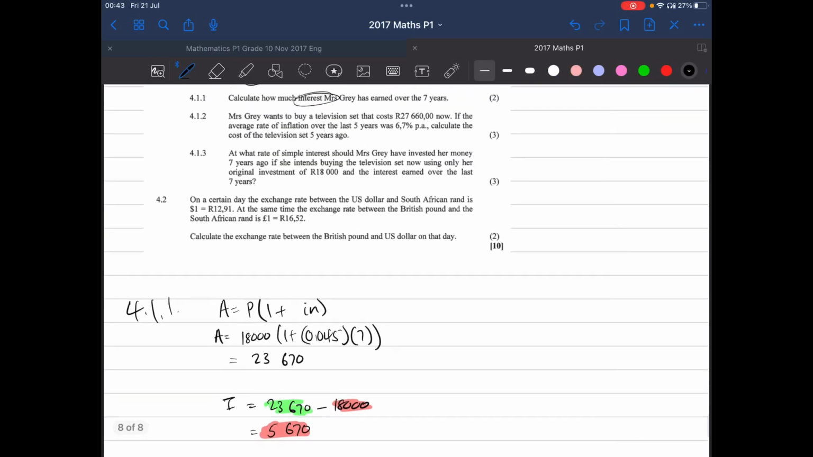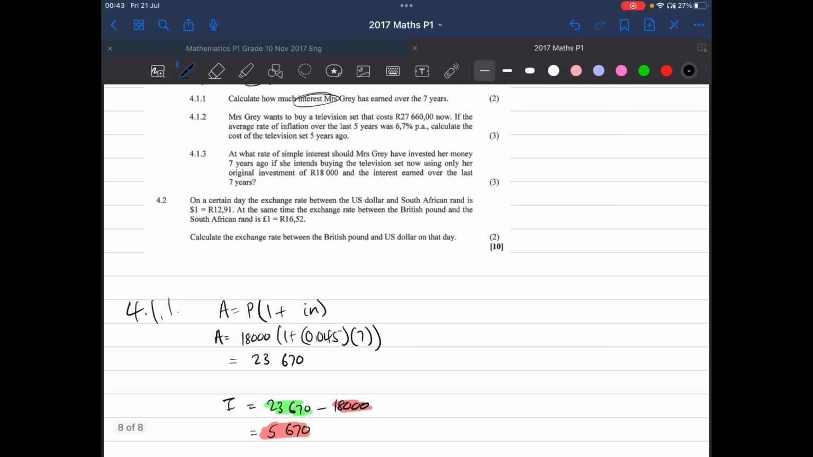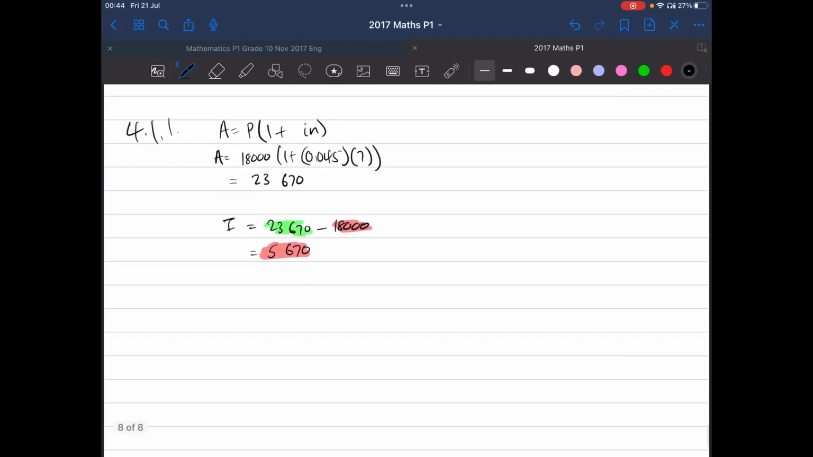Okay, let's move on to 4.1.2. Mrs. Gray wants to buy a television set that costs 27,660 rand. If the average rate of inflation over the last 5 years was 6.7% per annum, calculate the cost of the television set 5 years ago.